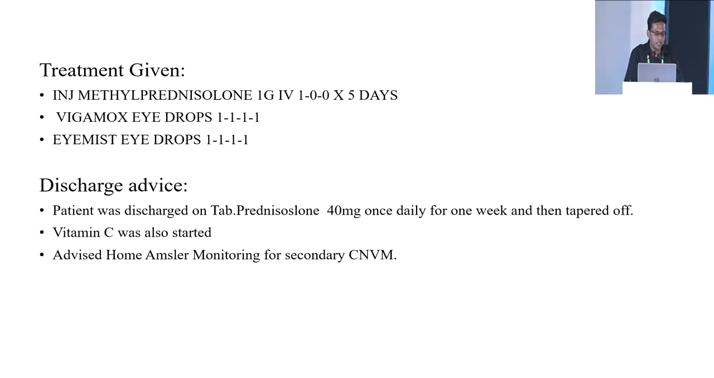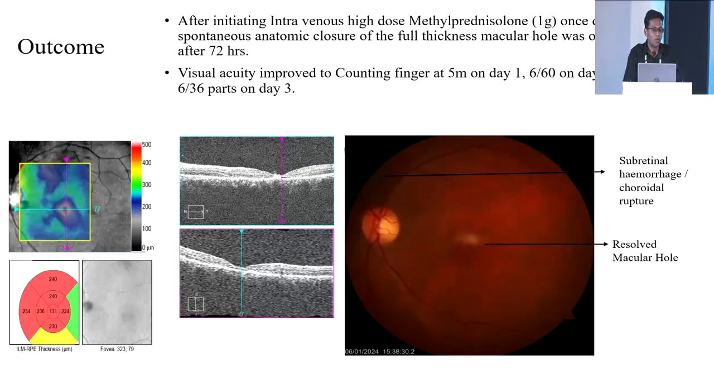For discharge advice, the patient was discharged on oral steroids to be tapered off, and was also started on vitamin C. The patient was advised home Amsler charting for secondary CNVM. As for the outcome, after initiating treatment with IV methylprednisolone, spontaneous anatomic closure of the full thickness macular hole was observed after 72 hours. The visual acuity improved to counting fingers at 5 meters on day 1, 6/60 on day 2, and 6/36 on day 3.